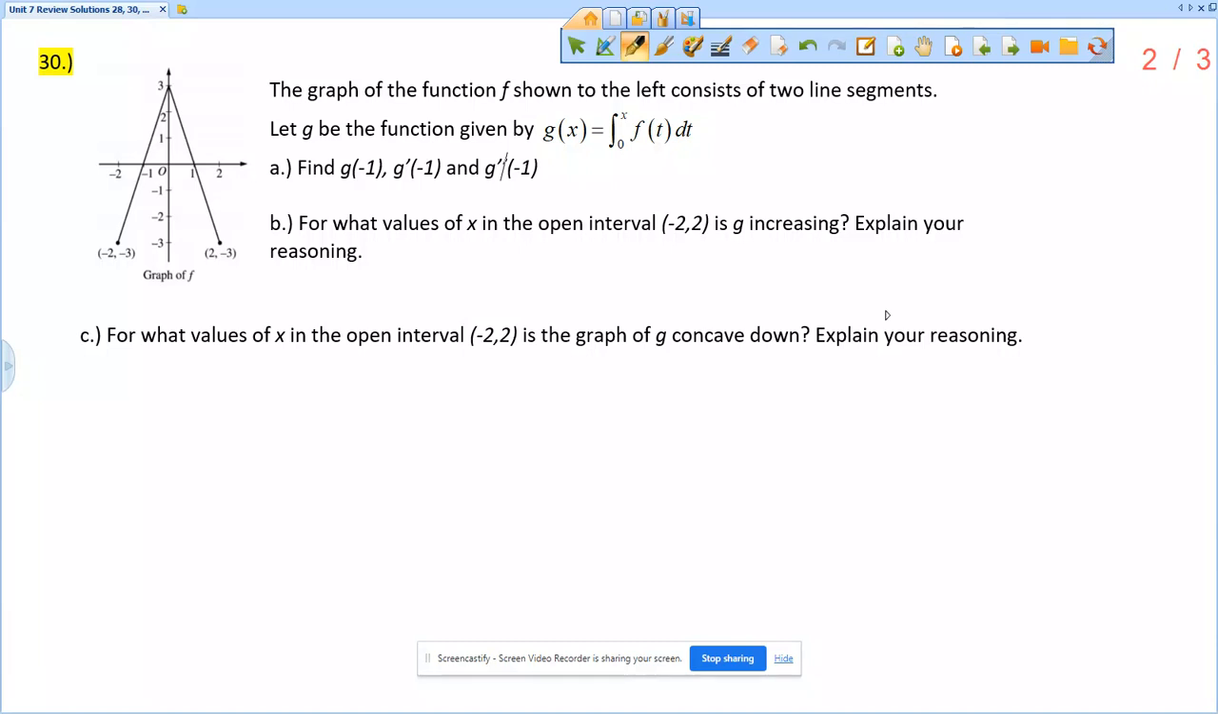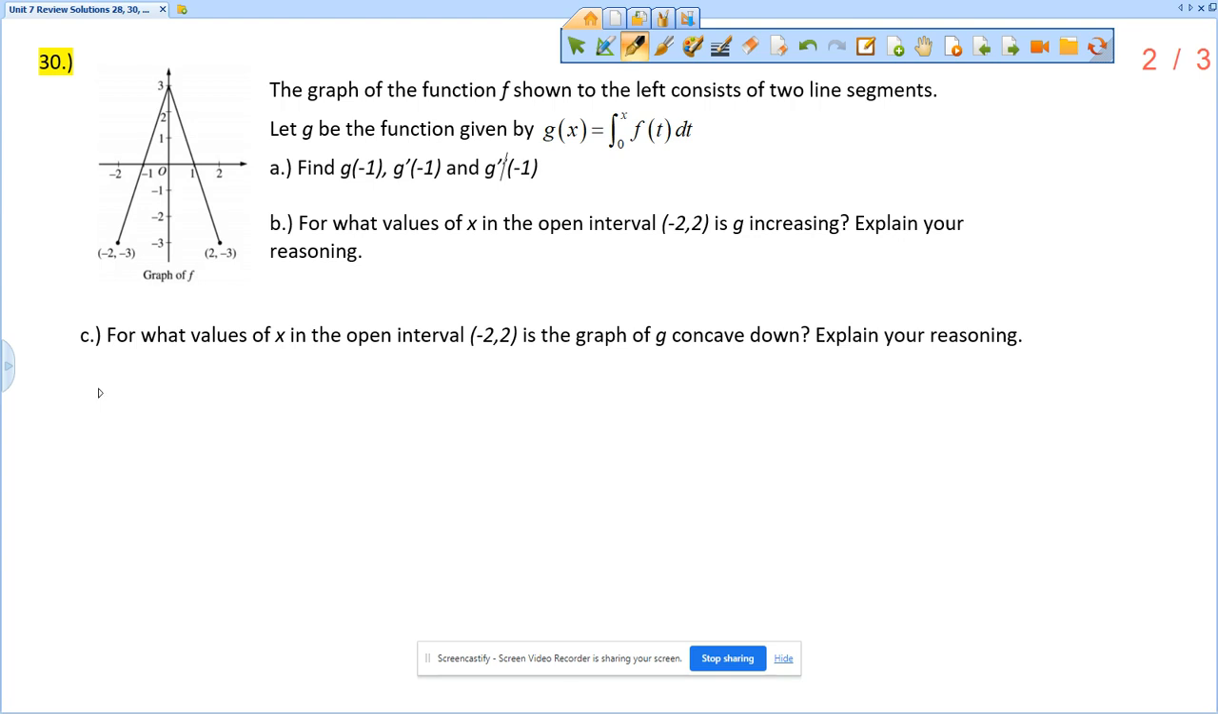This is the solution video for Unit 7 review, problem number 30, part A. It says the graph of the function f, shown to the left, consists of two line segments. Let g be the function given by g of x equals the integral from 0 to x of f of t dt. Part A says find g of -1, g prime of -1, and g double prime of -1.